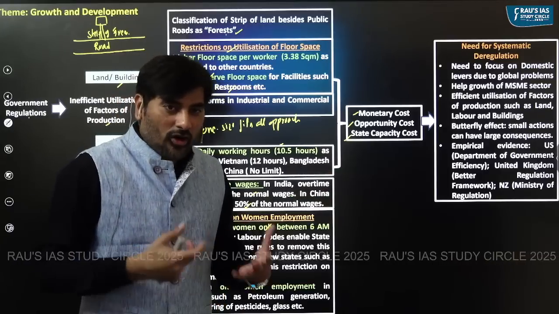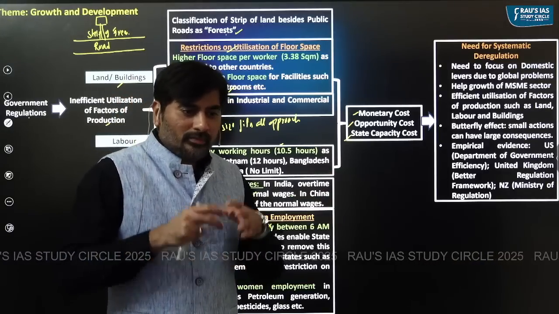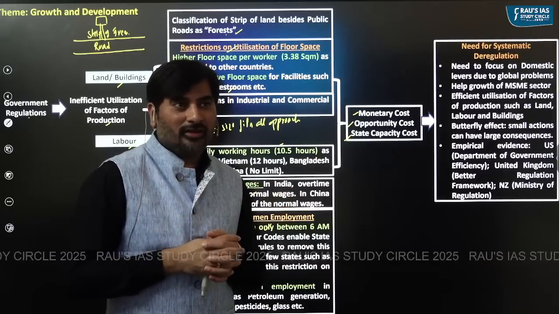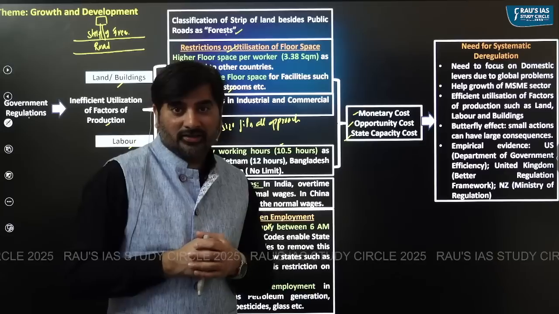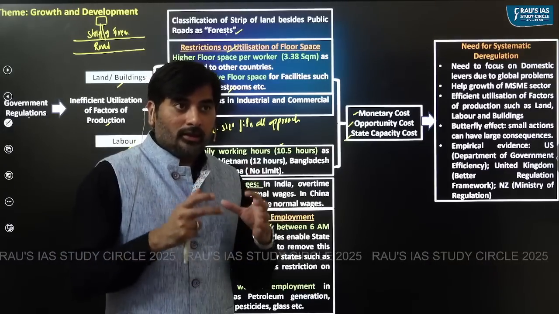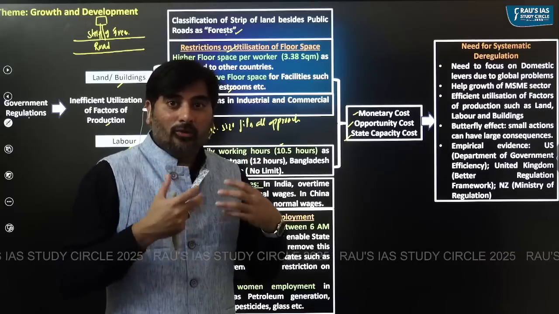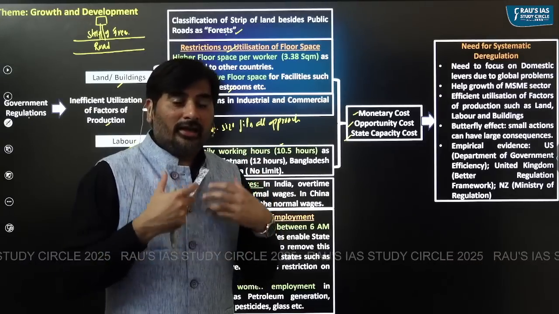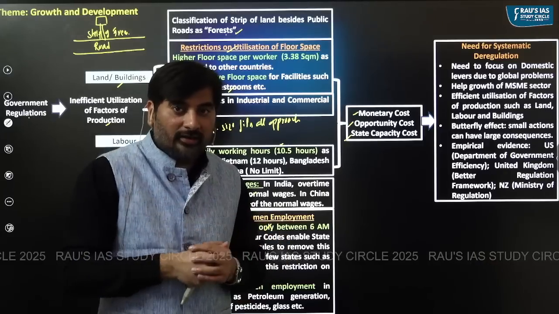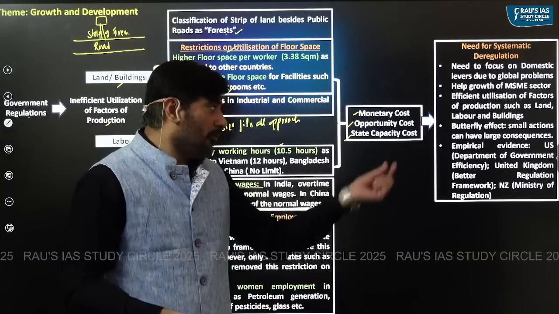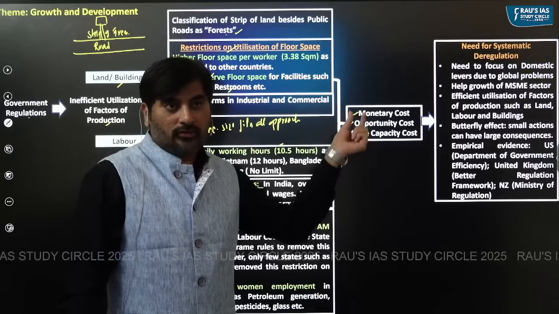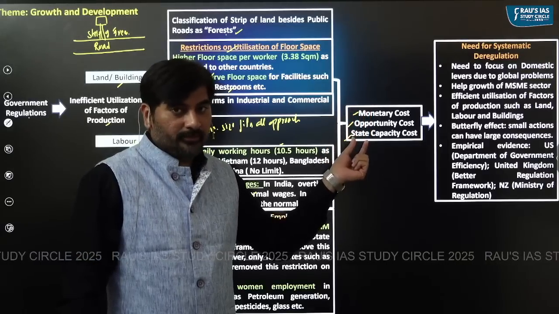State capacity cost means government, because it has laid down so many rules and regulations, has to ensure that those rules and regulations are correctly followed. And to do so, government would have to hire more inspectors. It has to hire more officials, whether they are to check whether the rules and regulations are followed or not, which imposes a cost on the government also. So these are the three problems.